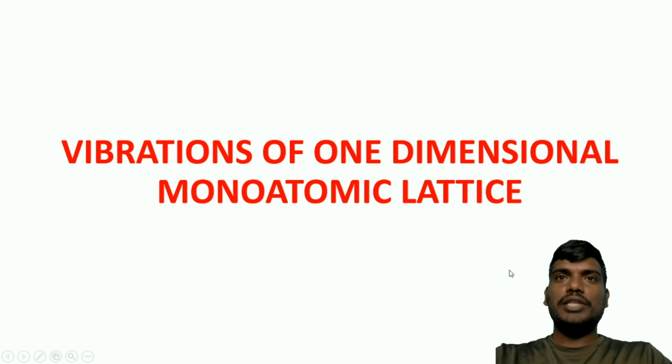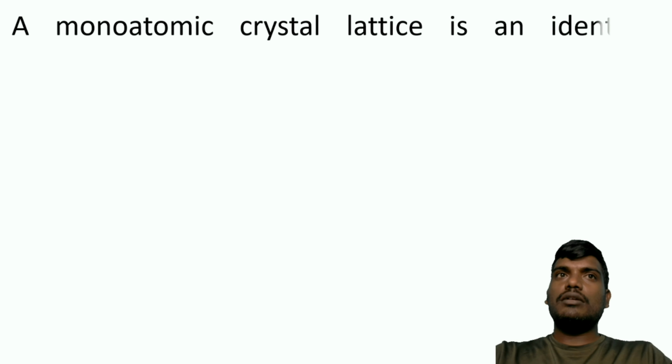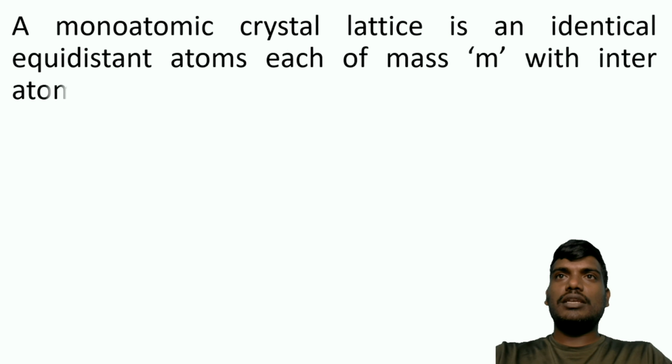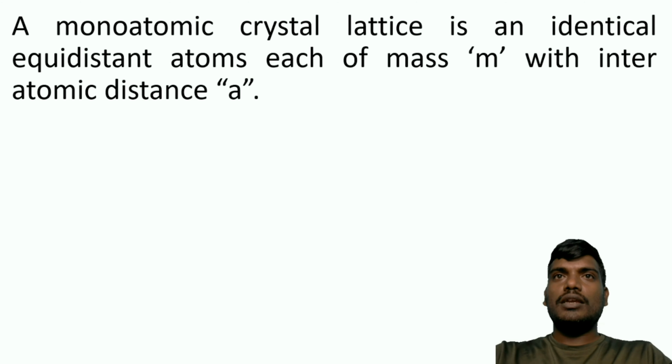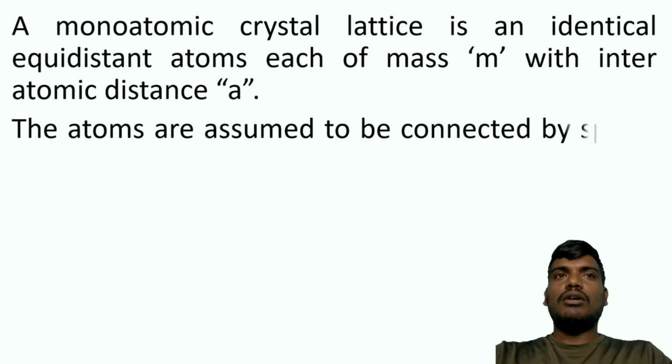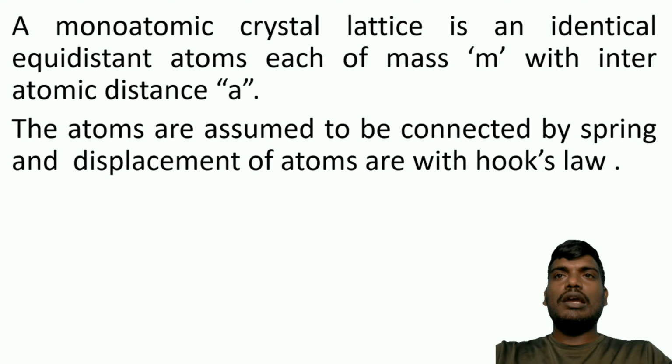Today's topic is the vibration of a one-dimensional monoatomic lattice. A monoatomic crystal lattice consists of identical, equidistant atoms, each of mass m, with interatomic distance a, and the atoms are assumed to be connected by springs, with displacements following Hooke's law.